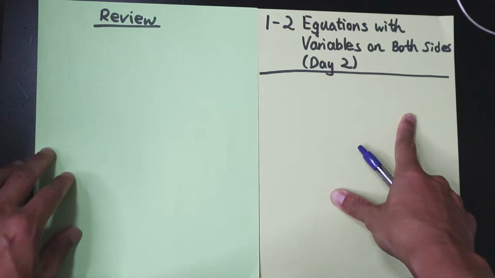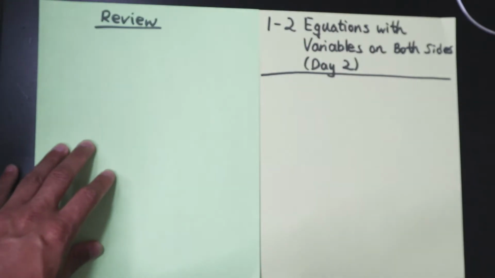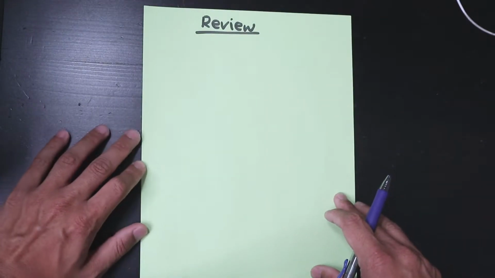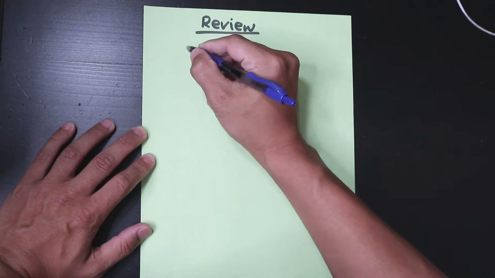So the things that you need to know before this lesson will be put on this paper called review, and it's going to be very brief. So before you learn the next lesson, or the second part of the lesson, let's review solving equations.